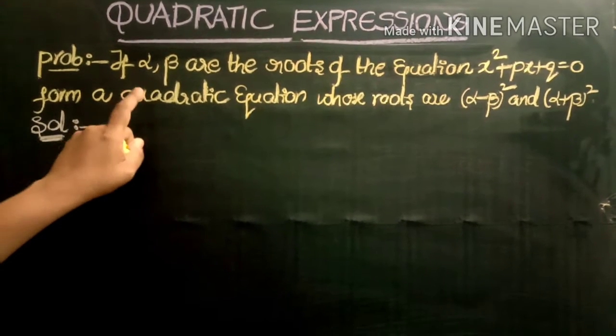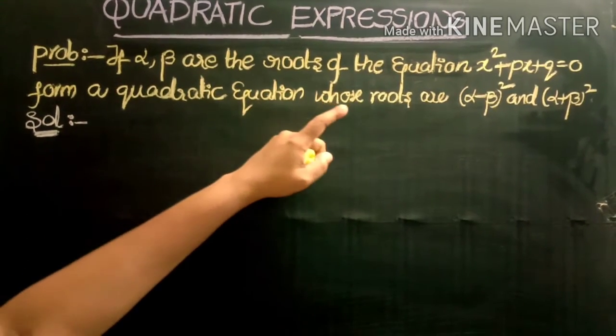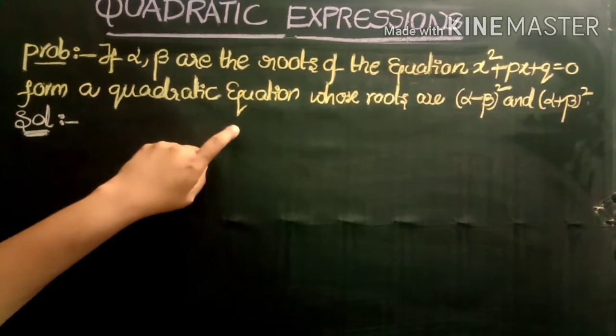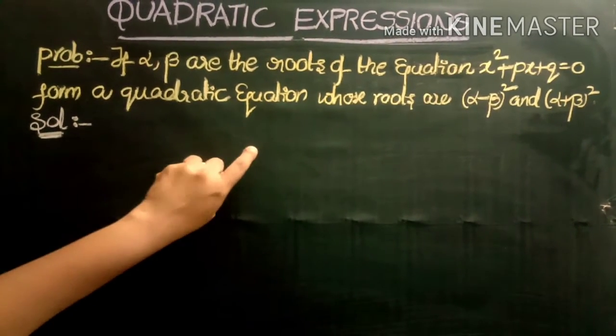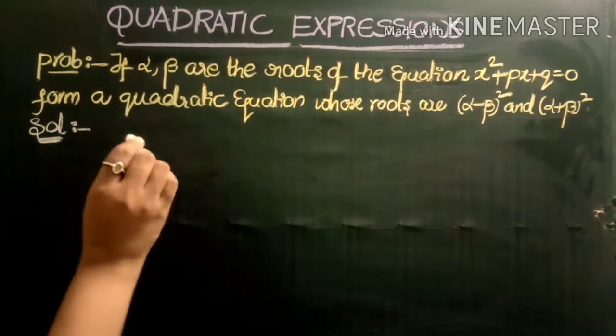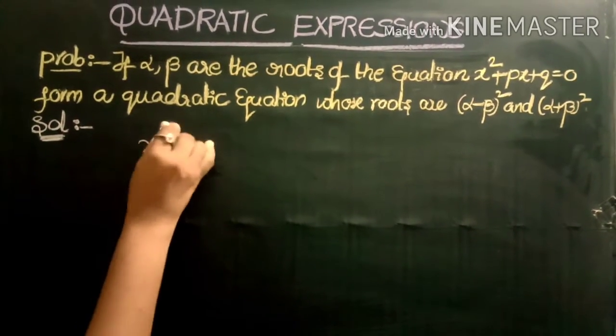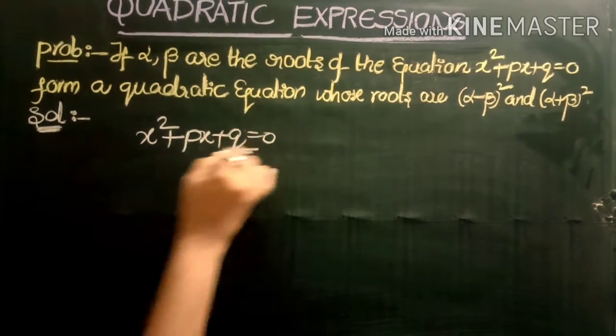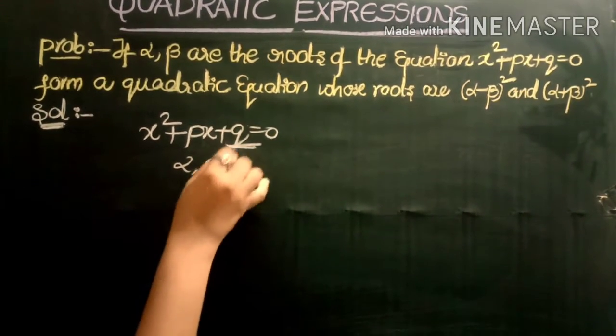First problem: if alpha, beta are the roots of the equation x square plus px plus q is equal to 0, then form a quadratic equation whose roots are (alpha minus beta) whole square and (alpha plus beta) whole square. So given that alpha, beta are the roots of the equation x square plus px plus q is equal to 0. One equation is given here.